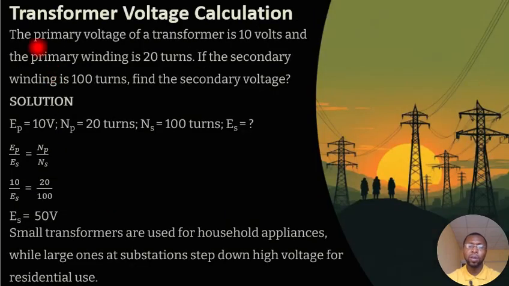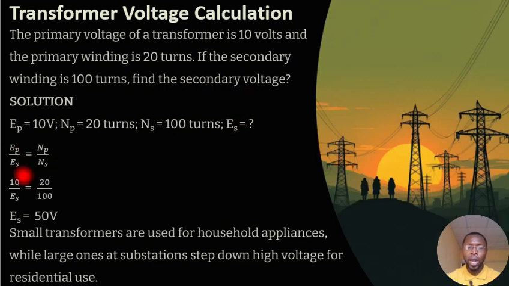Let's say a question here. The question says, the primary voltage of a transformer is 10 volts. That simply means that our EP is 10 volts. And the primary winding is 20 turns, meaning that the NP, number of turns, is 20 turns. If the secondary winding is 100 turns, that means our NS is 100 turns. Find the secondary voltage. So you have to look for our ES.